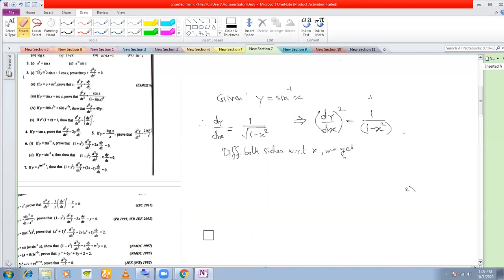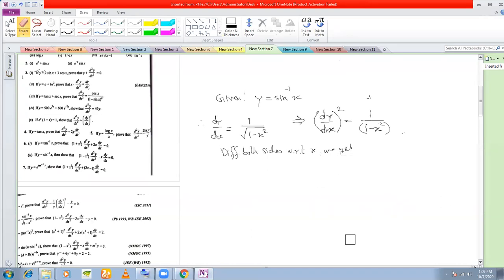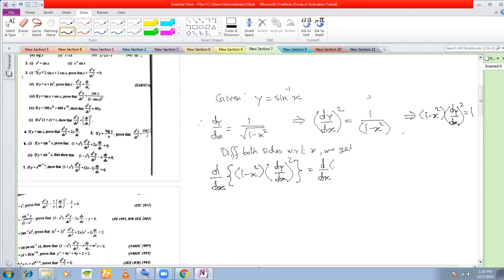After squaring, what you do here is you cross multiply. That will make your differentiation a little more easy. You cross multiply. Here only, you can write this as 1 minus x square times (dy/dx) square is equal to 1. Now we differentiate both sides. Now what you do is you take d/dx of 1 minus x square (dy/dx) square is equal to d/dx of 1.